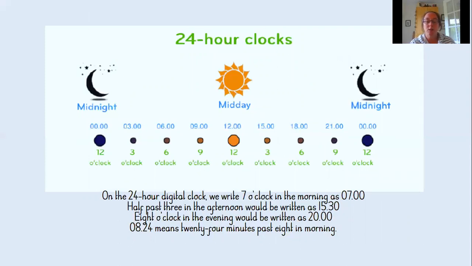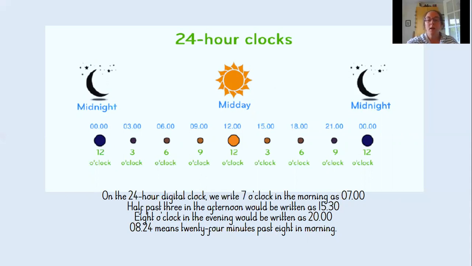24-hour clocks are very similar to the 12-hour clocks. There's just one slight difference. So we still have midnight, midday. We still have midday being 12 o'clock during the day, but our midnight is all zeros. It's the start of a new day. You can see below in the green, we have our 12-hour clock, and above that is the 24-hour clock. So on a 24-hour digital clock, we would write 7 o'clock in the morning as 0700 hours. 3:30 in the afternoon would be written as 15:30. 8 o'clock in the evening would be written as 20:00, and 0824 would mean 24 minutes past 8 in the morning.